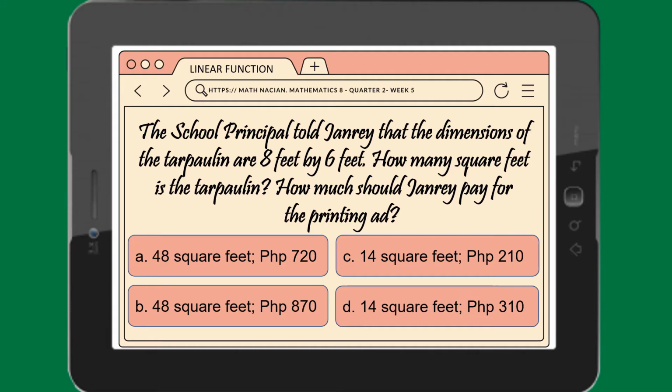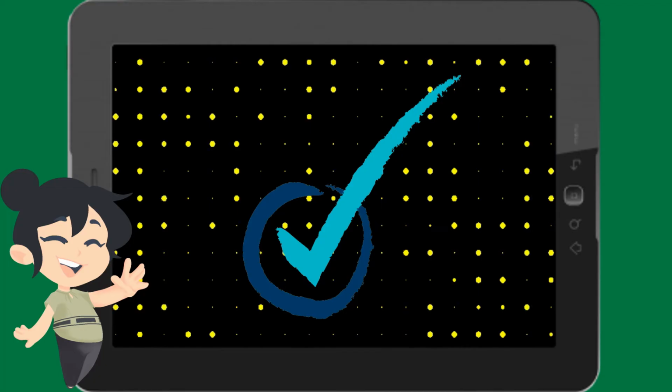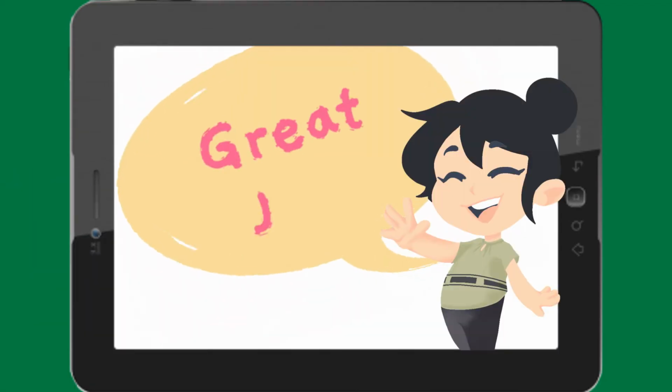For this question, you will have 20 seconds to answer. We'll have 2 batches of 10 seconds. Your timer starts now. Okay, time is up. If you answered letter B, you are correct and it seems like you mastered your past lessons. Great job, my dear grade 8 learners!